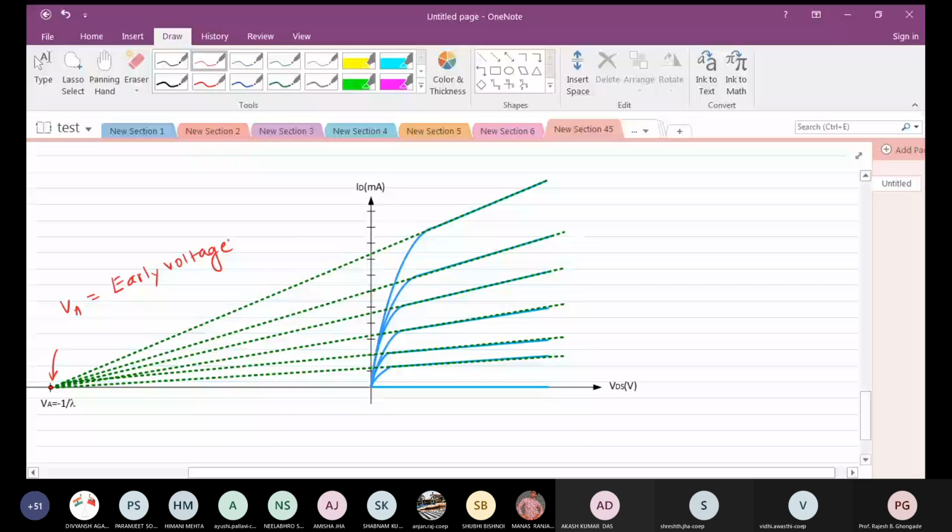VA and lambda are related as VA is equal to minus 1 by lambda. So VA depends on the process parameters, or the fabrication process.